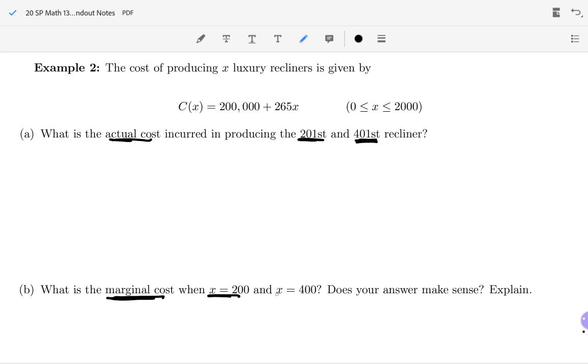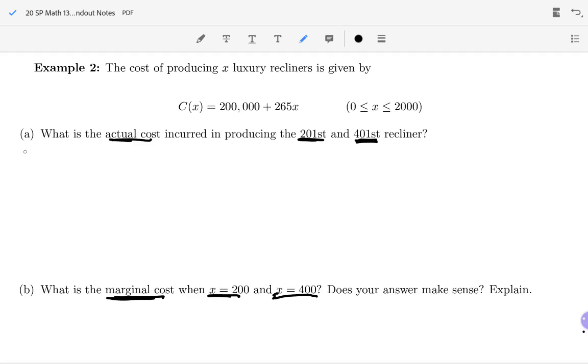Marginal approximates actual for the next unit. So plugging in 200 is going to estimate the 201st, and plugging in 400 is going to estimate the 401st. So we're going to first do in part A the long way of finding the same exact information that we're going to find in part B, because marginal cost in part B estimates the actual cost that we found in part A. So they might not be the exact same number. Usually they are, but even if they're not, we know that marginal does a pretty good job of estimating the actual cost, just much faster to just plug into the derivative than to use this formula that we're going to do at first.